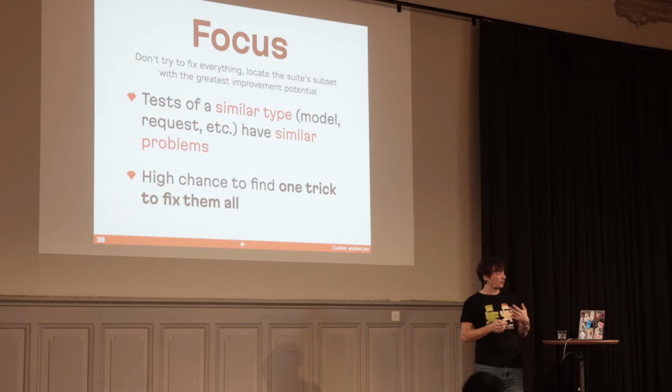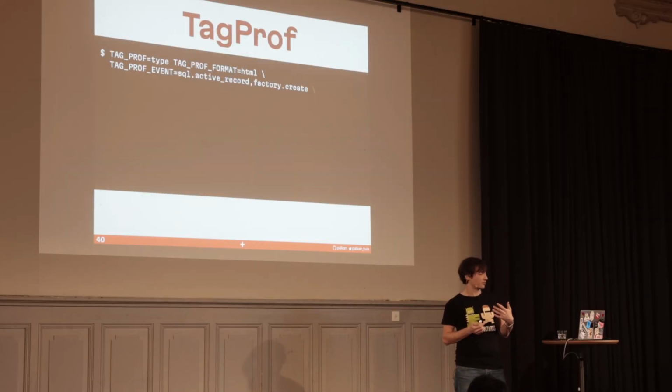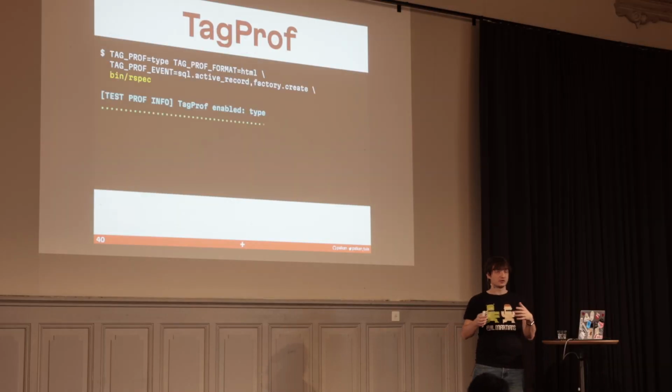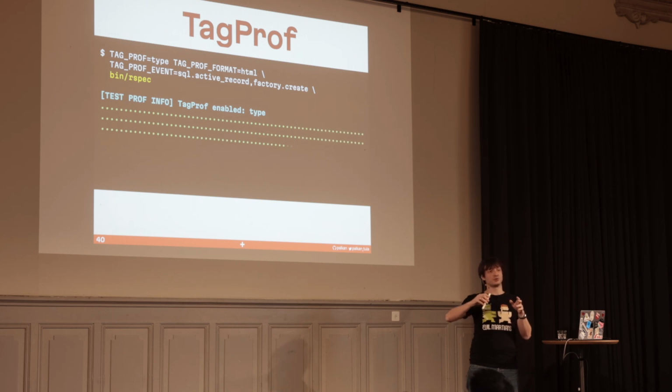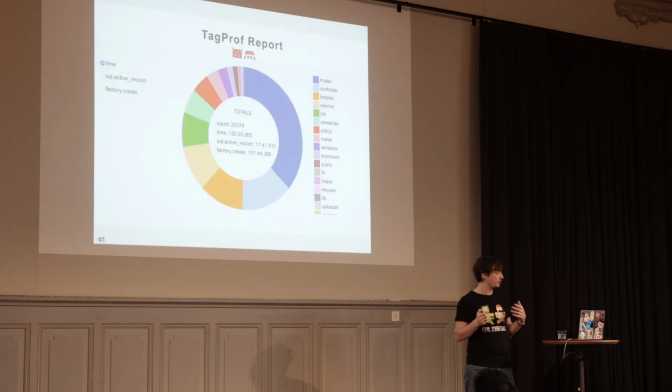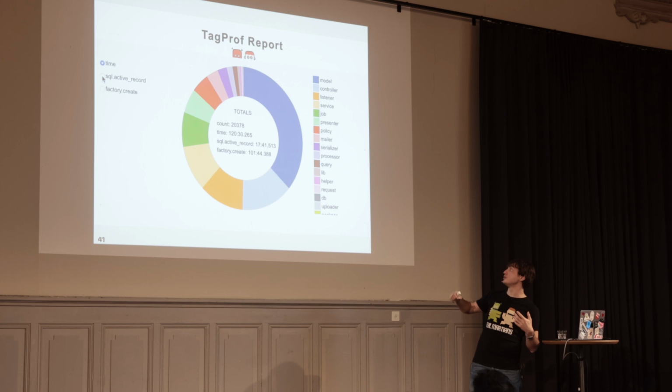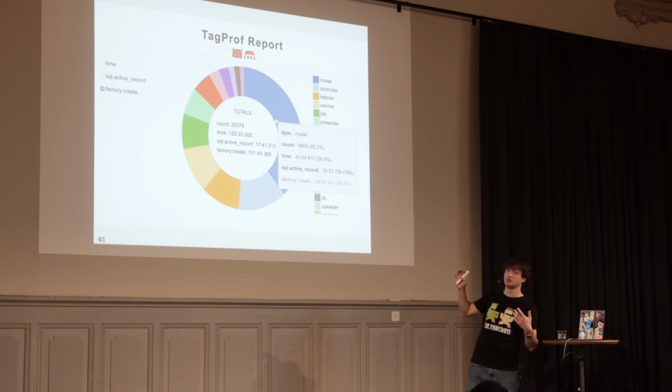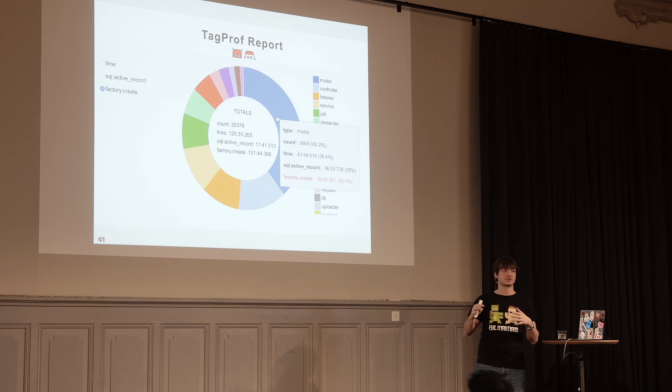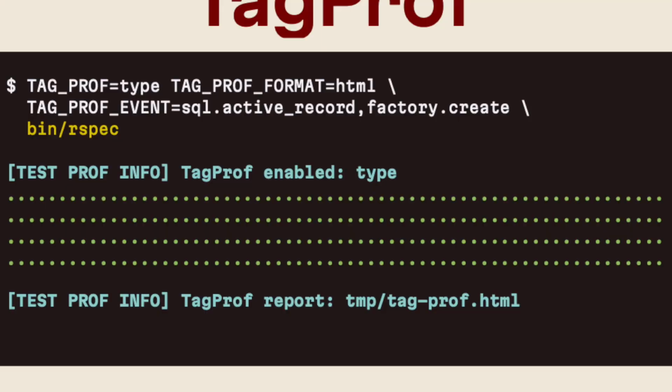And for that, we built a profiler called TagProf, which helps you to analyze how much time is consumed by every group of your tests. So if you take a look at the resulting report, it looks like this. It's just a pie chart. And here we see that we spent more than half of our tests run time in models and controllers. Everything else consumes less time, especially in individual groups.